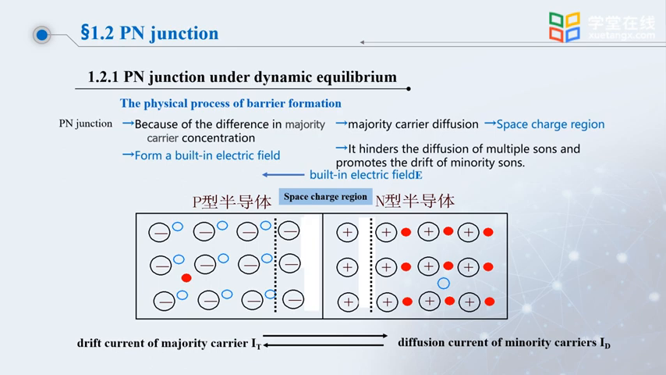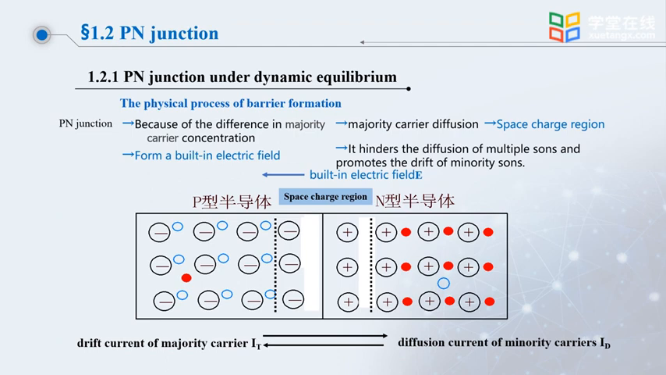After the built-in electric field is formed, it will further hinder the diffusion of majority carriers. For example, it will prevent the holes in the p-type region from diffusing into the n-type region, and it will also prevent free electrons from the n-type region from diffusing into the p-type region. The built-in electric field also causes minority carriers on both sides to drift. Holes in the n-type region will drift towards the p-type region. Similarly, in the p-type region, the minority carrier free electrons will also drift towards the n-type region. The drift current formed during the drift is expressed by IT.